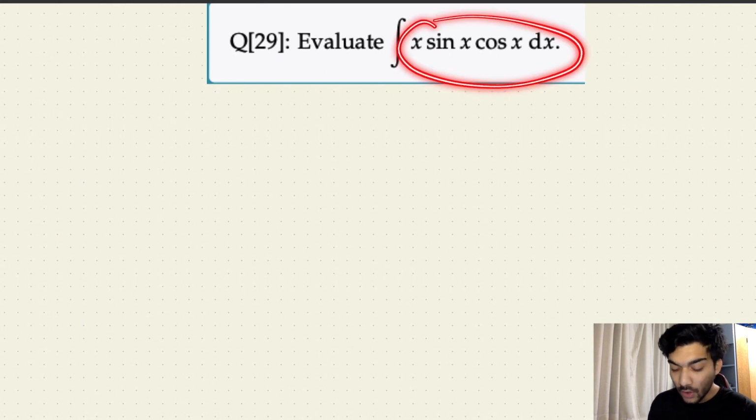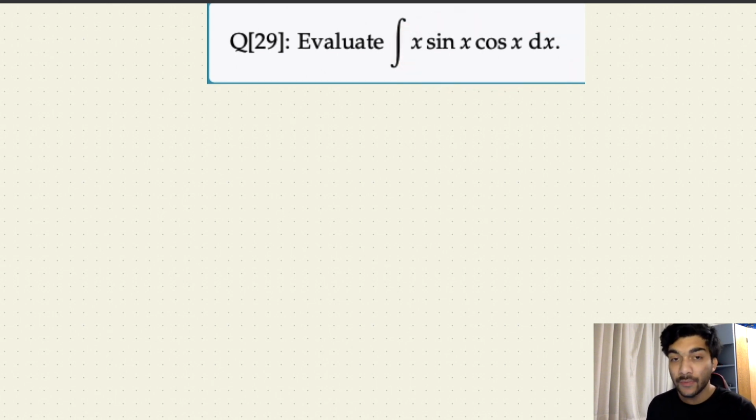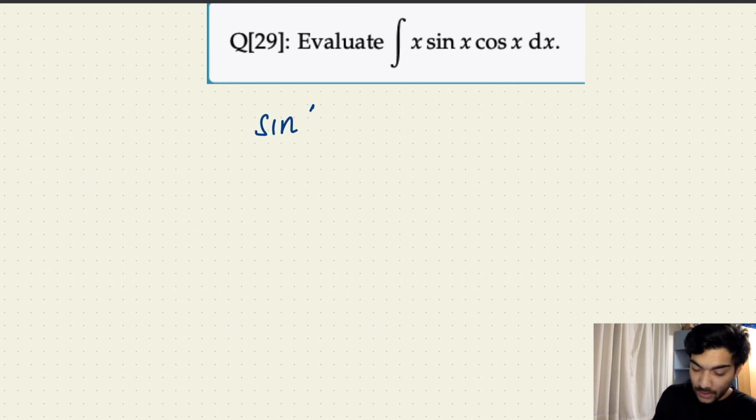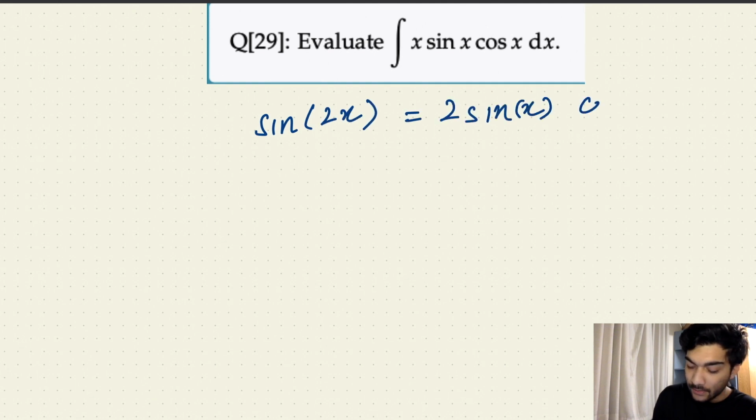Because if we reduce our x sin x cos x expression to just x sin 2x expression, we will have 2 functions, and as soon as we have 2 functions, we can easily use integration by parts in order to solve for indefinite integrals which include 2 functions, right? So let's first write the sin 2x formula. We know that sin 2x is basically 2 sin x cos x.